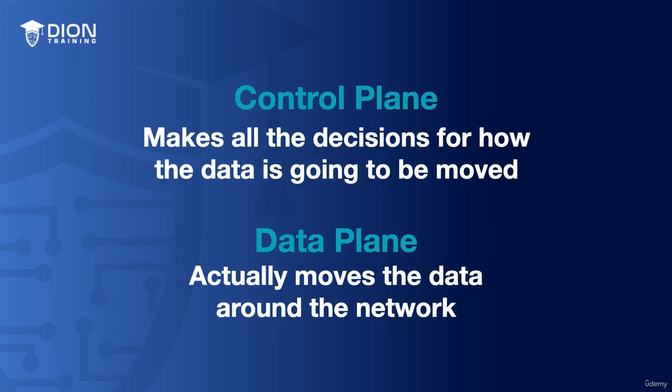To make this a bit easier to understand, remember that the control plane makes all of the decisions for how the data is going to be moved, but it's the data plane that's actually moving the data around for you in the network. Therefore, as you can imagine, these two planes work very closely together.